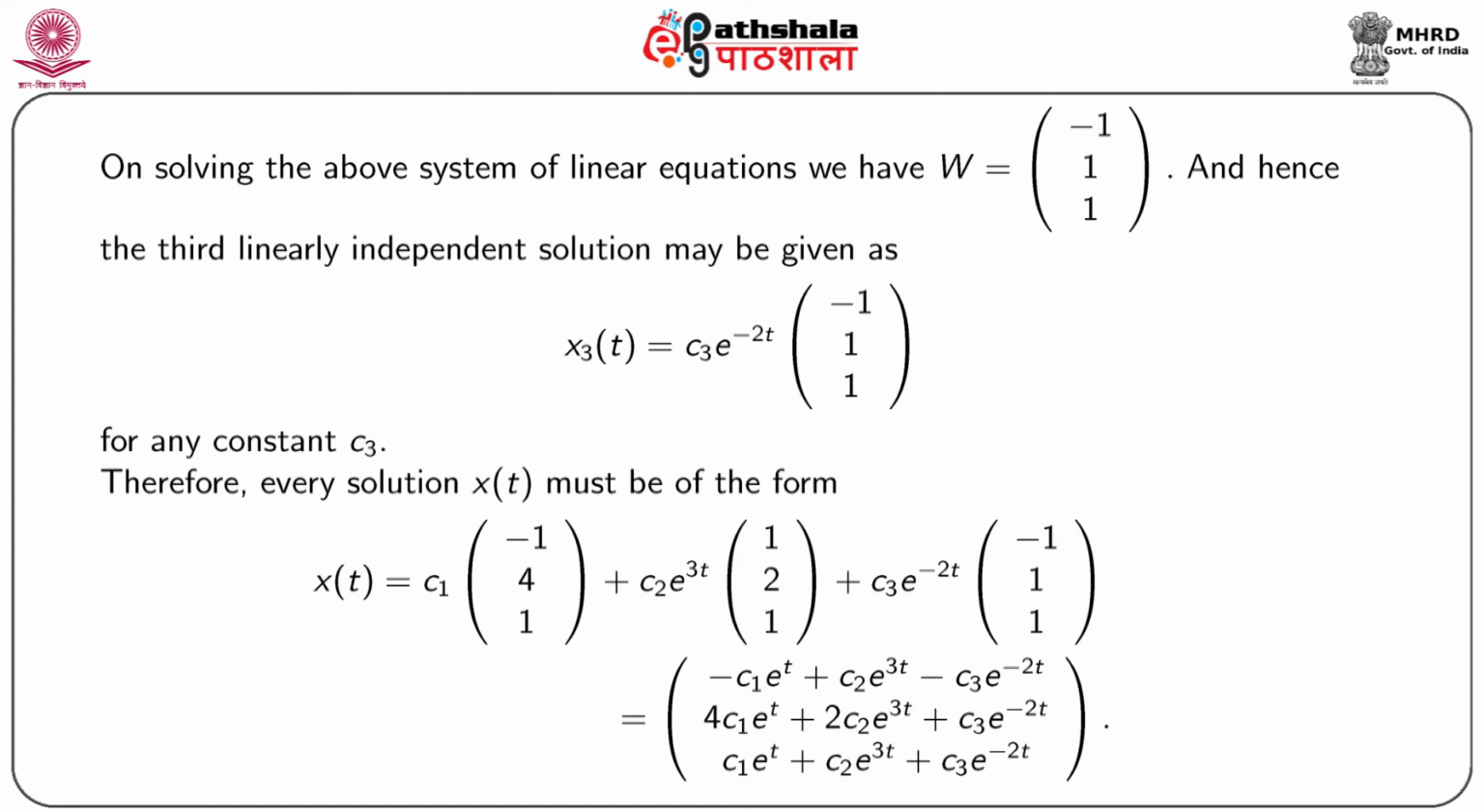Hence, every solution x(t) must be of the form x(t) is equal to c1 e to the power t (minus 1, 4, 1) plus c2 e to the power 3t (1, 2, 1) plus c3 e to the power minus 2t (minus 1, 1, 1), which can be simplified and written in the form x(t) is equal to (minus c1 e to the power t plus c2 e to the power 3t minus c3 e to the power minus 2t, 4 c1 e to the power t plus 2 c2 e to the power 3t plus c3 e to the power minus 2t, and c1 e to the power t plus c2 e to the power 3t plus c3 e to the power minus 2t).